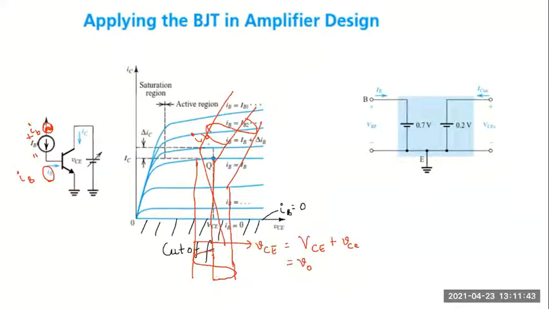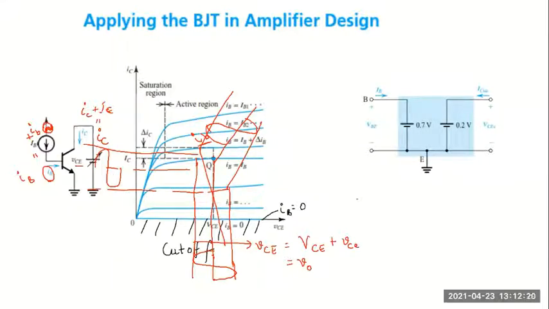We will see, we are giving an input sine wave, which is represented as IB. We will get an output collector emitter voltage. And similarly, if I draw the perpendicular lines here, I will also get an output collector current IC. Again, IC is the sum of the DC IC and the AC IC. So given an input sine wave, you will be getting an output sine wave voltage and output sine wave current.